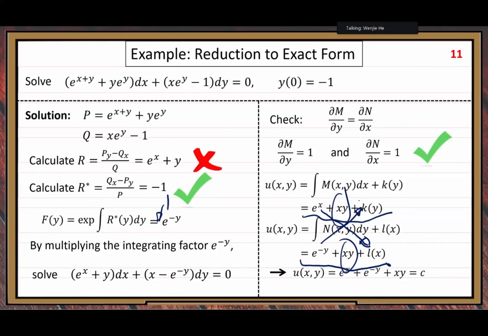So when we write this function, we have the little k function, the little l function, and the common terms, and we do not miss anything. We cover everything. The right-hand side is a constant. That's the final solution.